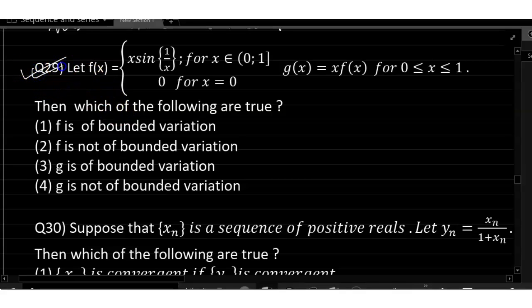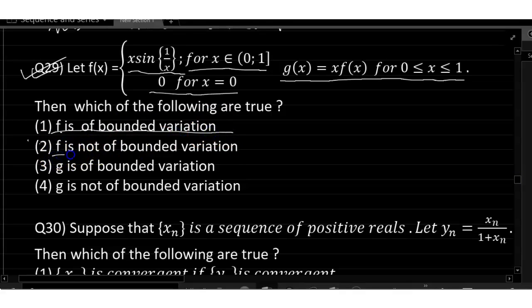Next friends, next is number 29. f(x) is equal to x by sine 1 by x for x belongs to (0, 1] and 0 for x equals 0, and g(x) is equal to x f(x) for 0 less than or equal to x less than or equal to 1. Then which of the following are true? f is of bounded variation, f is not of bounded variation, g is of bounded variation, and g is not of bounded variation.